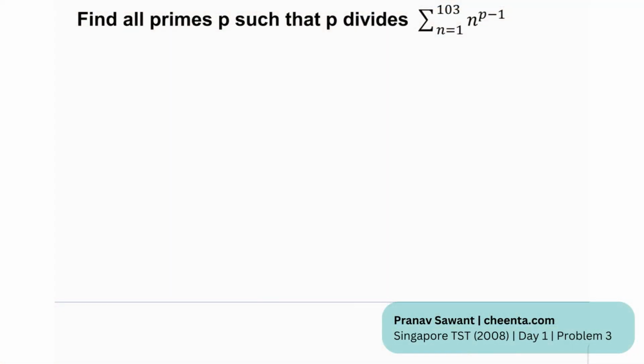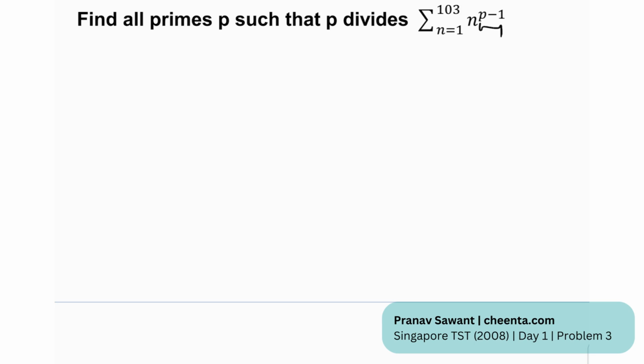Okay, cool. So we need to find all primes P such that P divides this entire summation. And so P is dividing a summation, it's dividing the entire sum and not an individual element of it, right? Now, a couple of things that I would observe when I see this problem. I have a P minus 1 in the exponent.